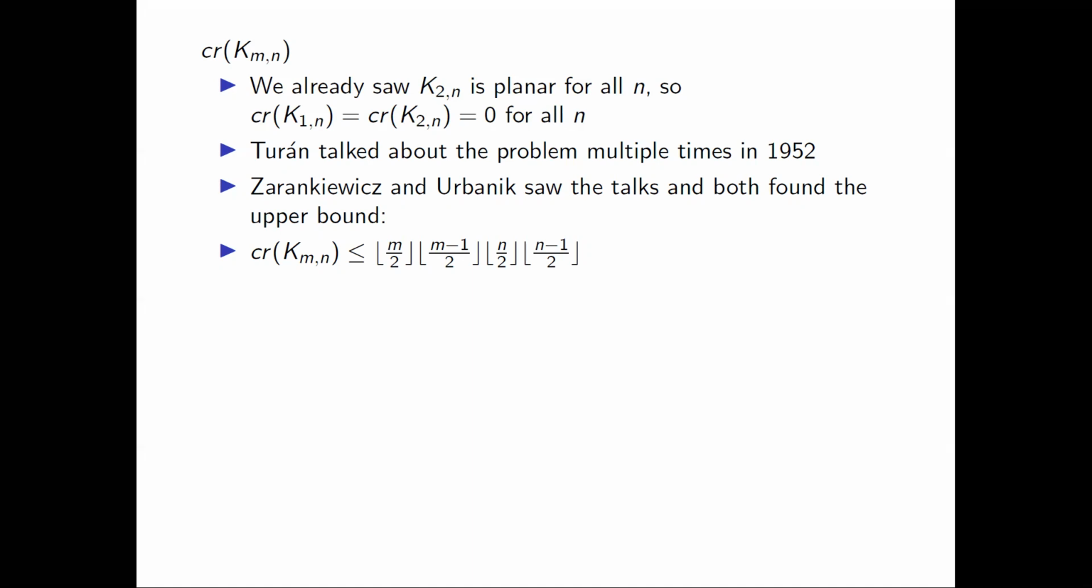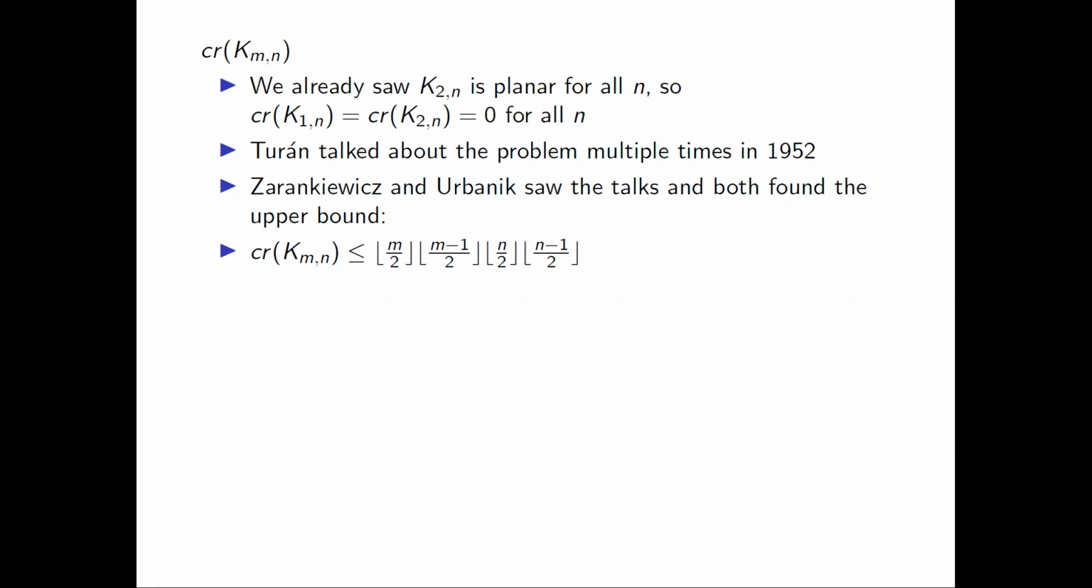And he proved this upper bound, that the crossing number of the complete bipartite graph with parts of size m and n is bounded from above by the floor of m over 2 times the floor of m minus 1 over 2 times the floor of n over 2 times the floor of n minus 1 over 2. And there's a pretty simple way to see this bound. So to prove this upper bound, all you have to do is just construct some drawing of K sub m comma n that has at most that many crossings, at most the number of crossings equal to the quantity on the right side of the inequality.